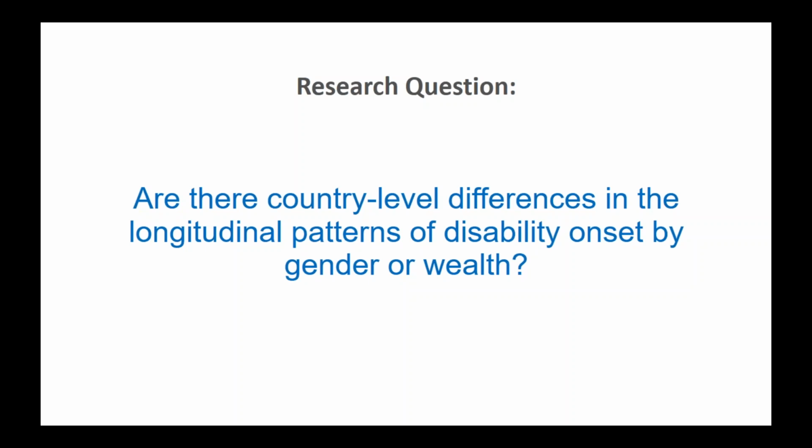And we're looking at longitudinal patterns. Both the MHAS and the HRS are longitudinal surveys, so they come back and re-interview people. We're going to exploit the longitudinal nature of these studies and look at changes over time for a single individual. And we're looking at disability onset, so people who move into disability over time. Then we're going to look at two different characteristics, gender and wealth, to see if the patterns are different for people of different genders or wealth levels.